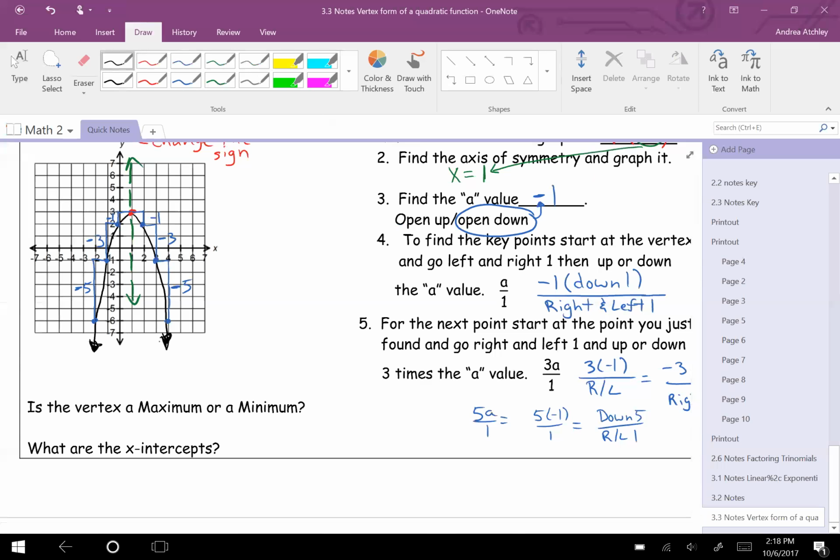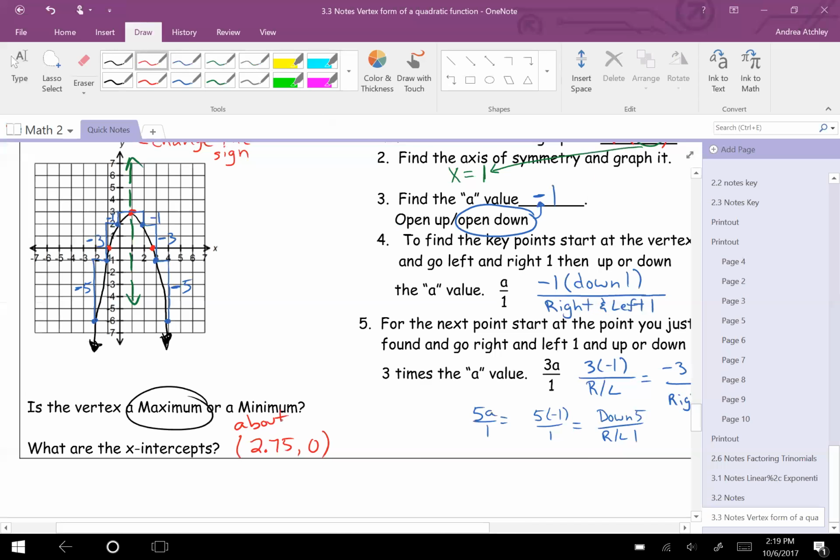Okay, is this vertex a maximum or minimum? Maximum. Okay, we want to look for the x-intercepts. They're like right here and here. They're not like 5 or 7. It's kind of in between. It's going to be like a decimal. So this one looks like it's in between 2 and 3. So maybe it's closer to 3. So I'm going to put 2.75 and 0. This is my guess based on the graph.